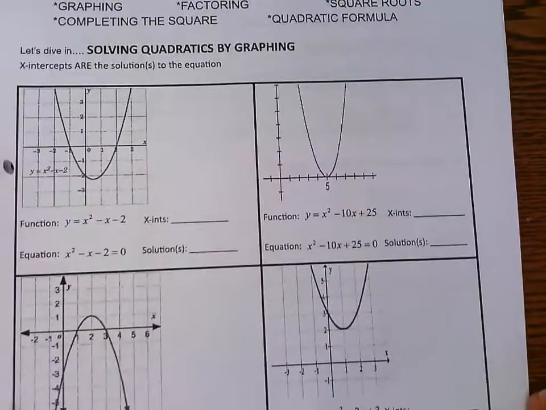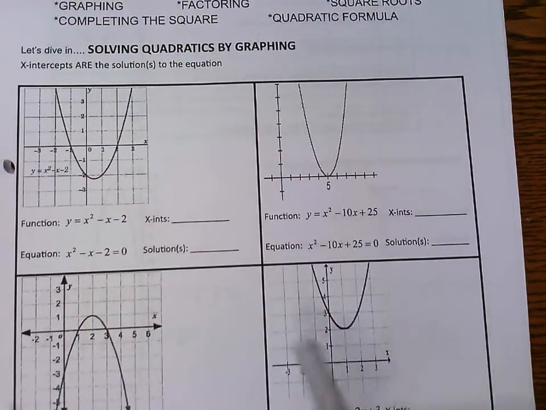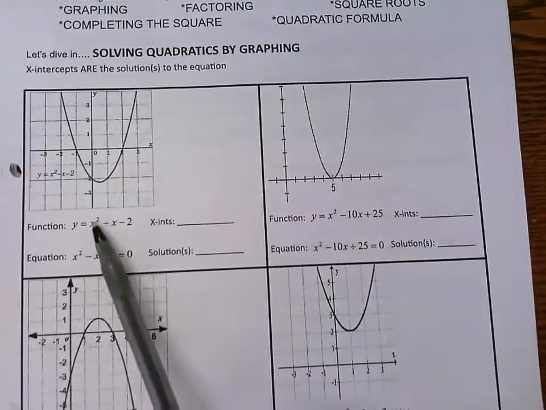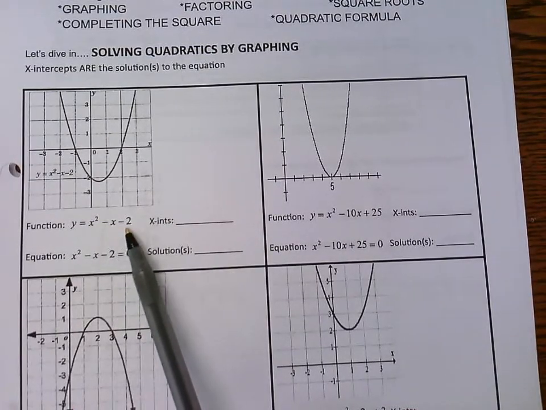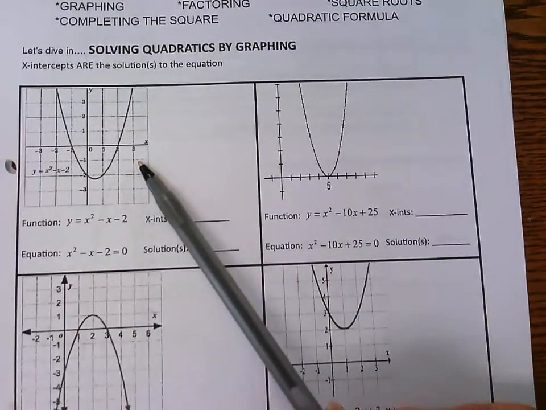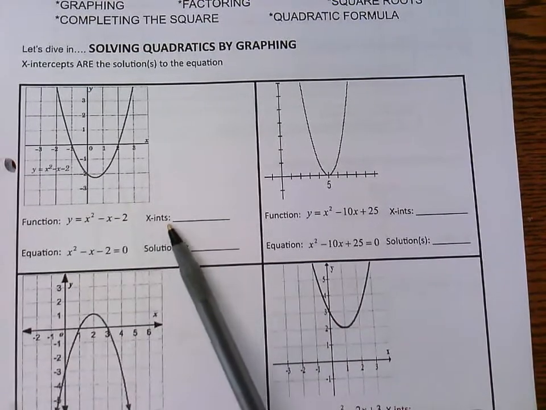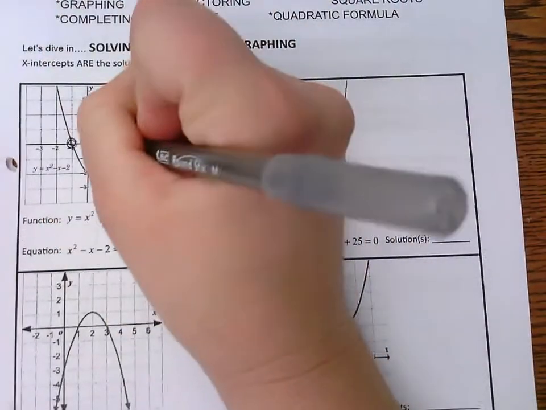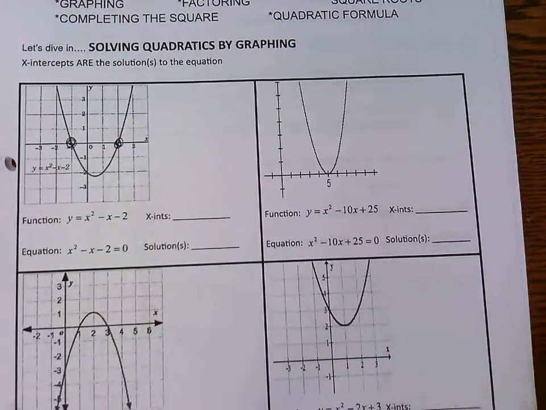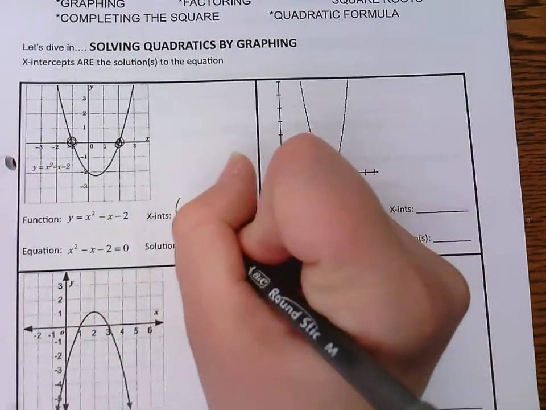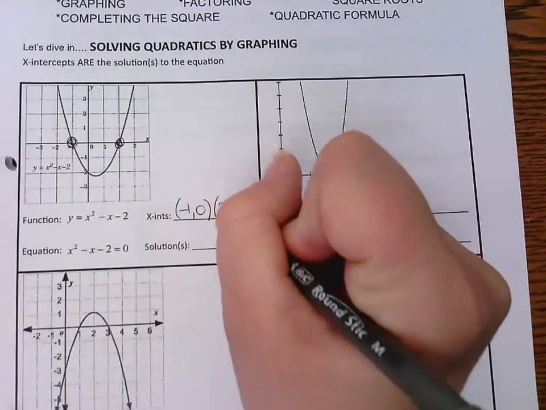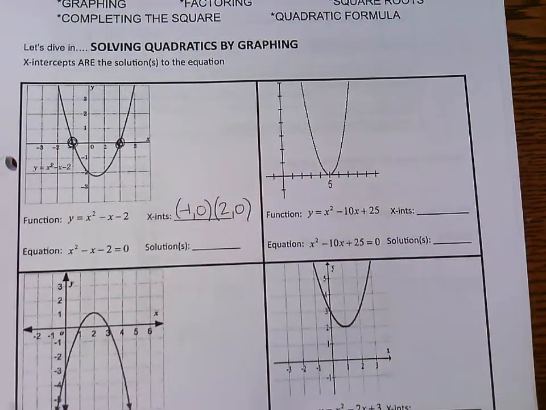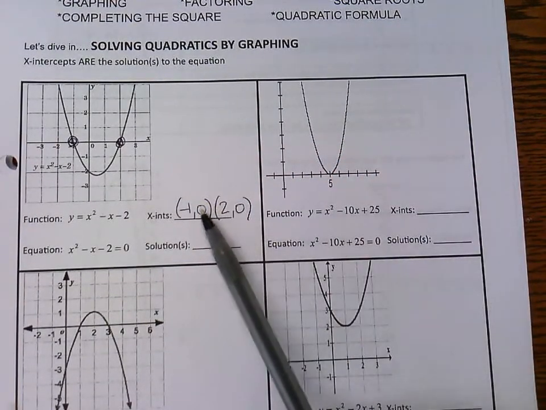So this front page, I've already graphed it for you. If the function is y equals x squared minus x minus 2, I graphed it for you on the calculator. What are the x-intercepts of this graph? Well, one of them is at -1, and one of them is at 2. So I write x-intercepts, (-1, 0) and (2, 0). That's if I was finding x-intercepts from a function.